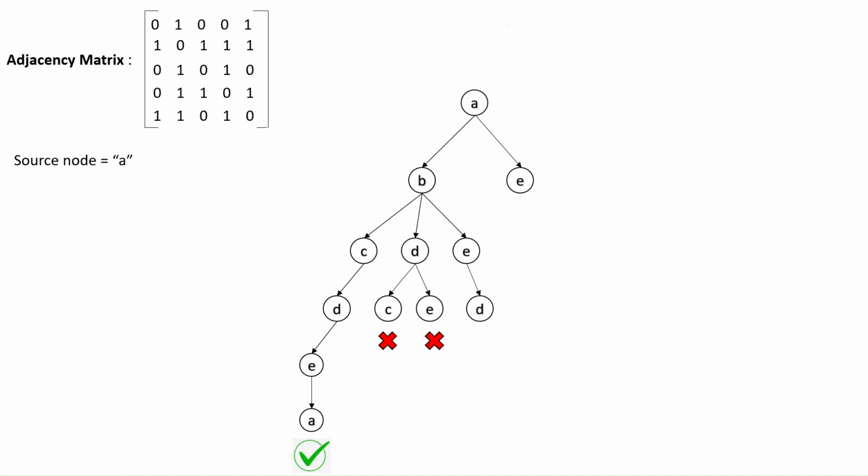Again check what are the adjacent nodes to D. Here the adjacent nodes to D are B, C, E. Here B is visited, E is also visited. So we consider only C. So we write C.